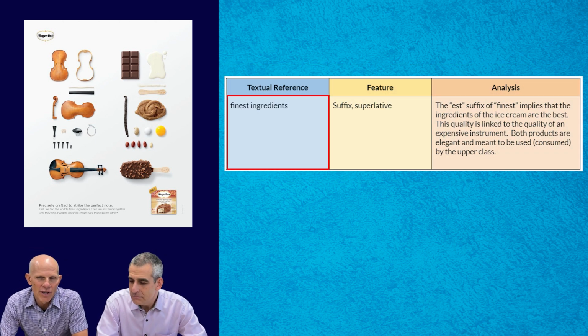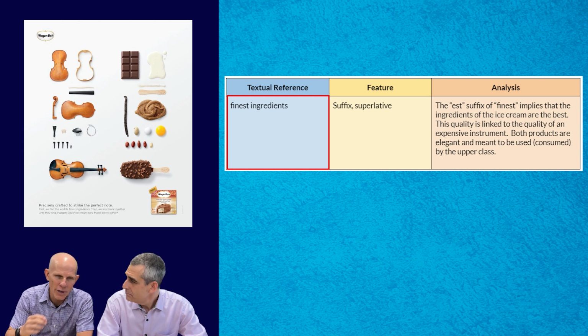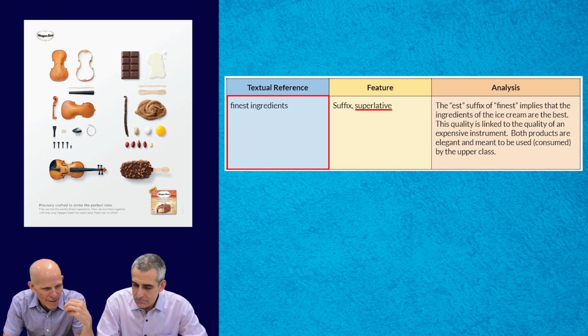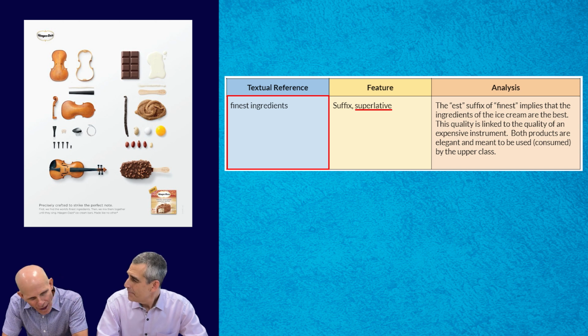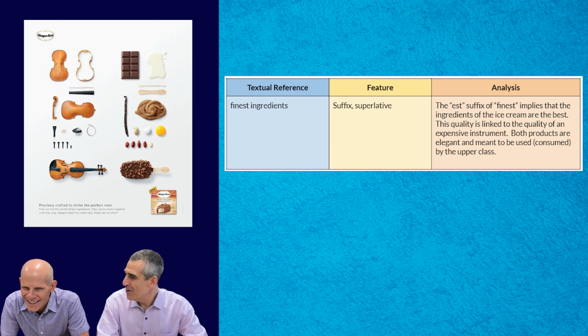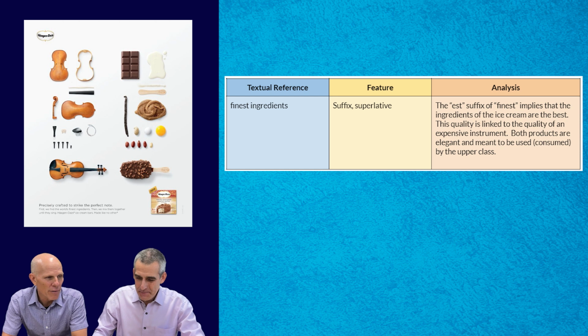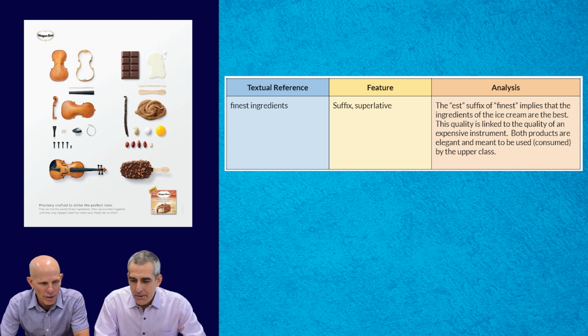"Finest ingredients" is an often used expression in advertisements for food. Finest is that superlative, and that use of superlative helps to emphasize that they're really careful with every little ingredient in their ice cream. Yeah, finest implies that's the end of the road. There's no most finest. Yeah, and a lot of ice creams have a lot of additives and chemicals, and so they're trying to really differentiate themselves.